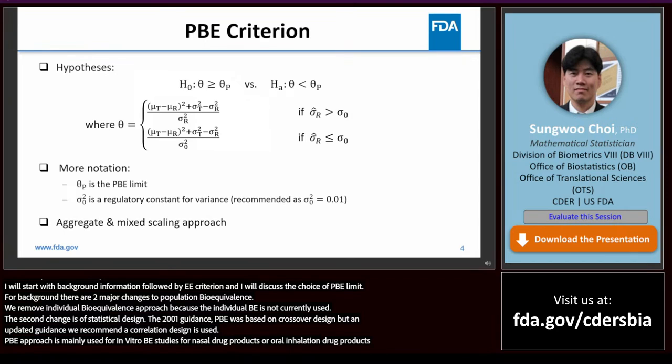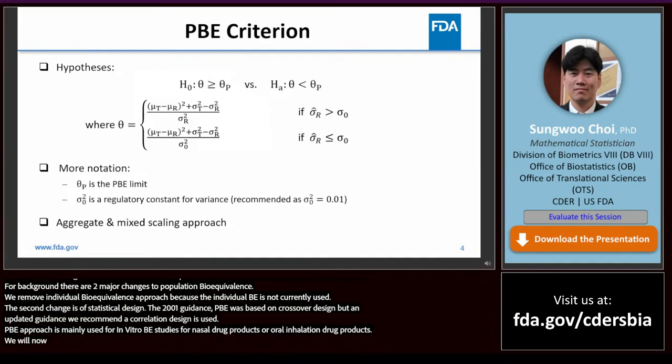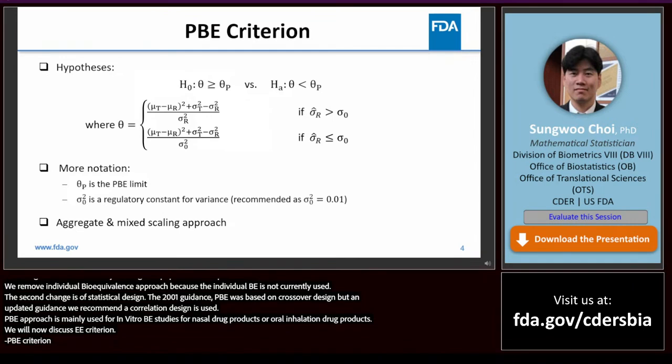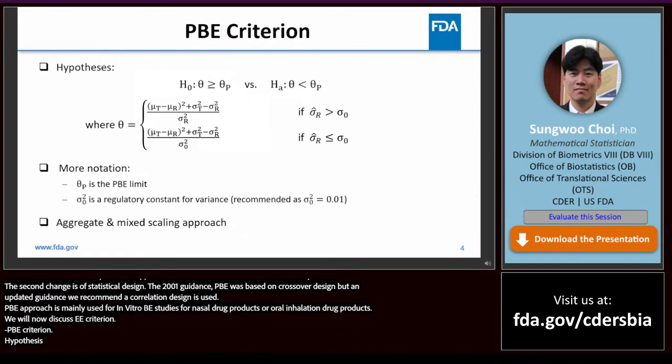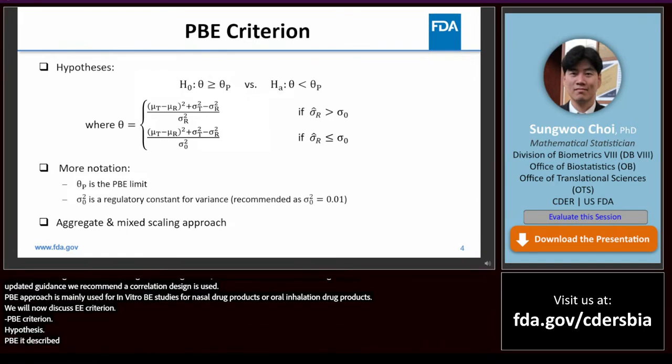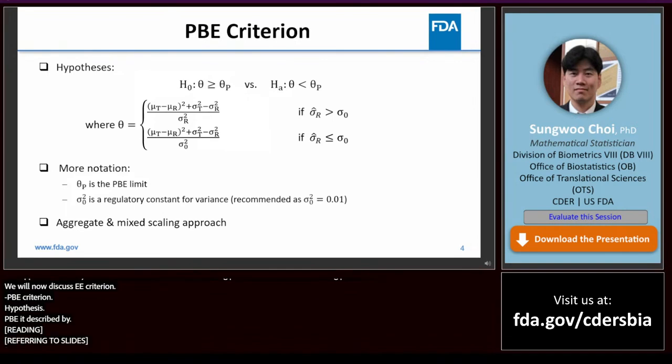Now we discuss the population bioequivalence criterion. Population bioequivalence is assessed using the following hypothesis. Here, theta is defined as the population bioequivalence criterion, and theta p is defined as the population bioequivalence limit. Moreover, sigma 0 square is a regulatory constant for variance, and we recommend this regulatory constant is 0.01.